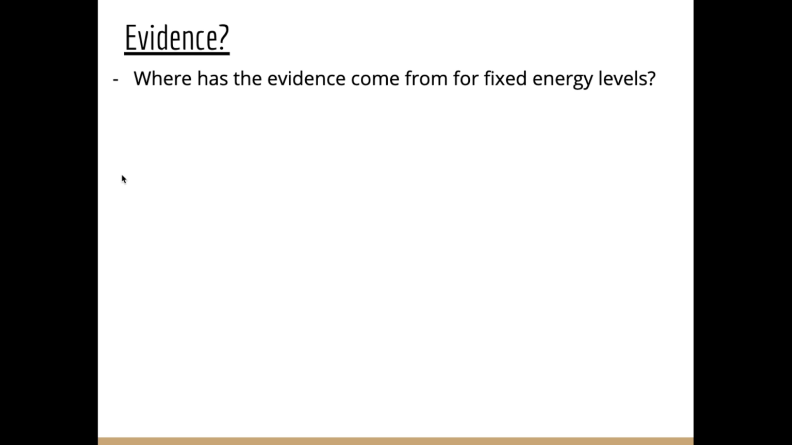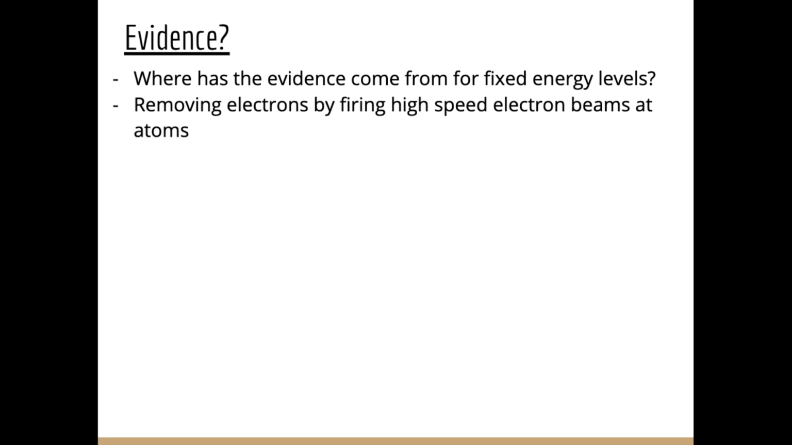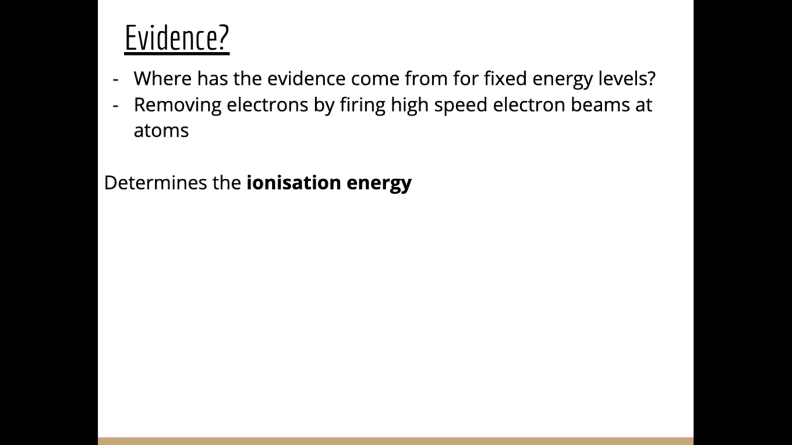Where does the evidence come from for fixed energy levels? So what scientists have done is they've removed the electrons by firing a high-speed electron beam at the atom, and you can remove the electrons from a given atom and you find some interesting phenomena occurring. What this can do is determine the ionization energy, which is exactly what it sounds like, the energy needed to ionize it. It's going to be ionized because we're removing electrons. So if we're removing electrons but the proton number is staying fixed, we're going to be forming cations. So the energy to ionize something.